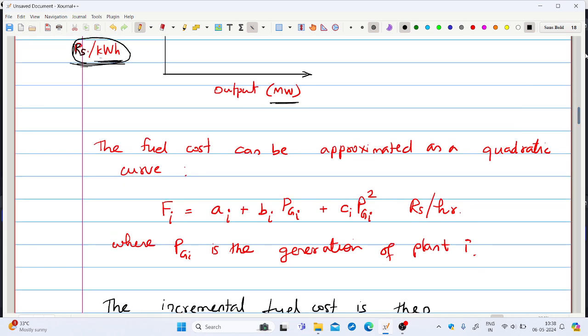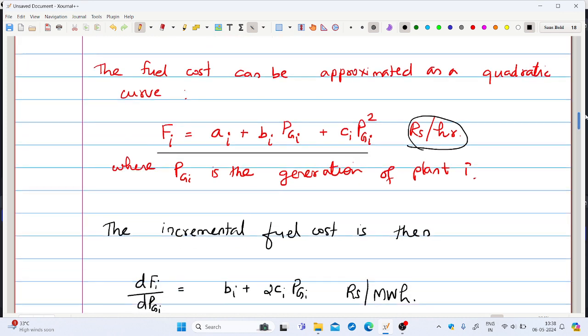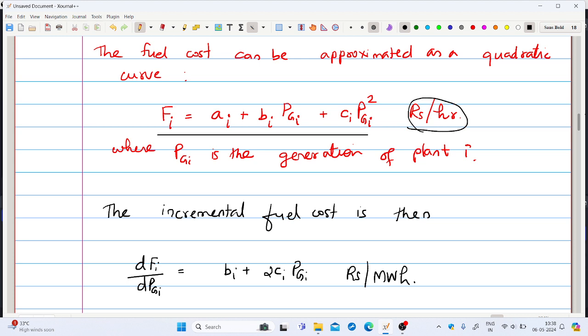Then this fuel cost can be approximated as a quadratic curve given by this. If Fi is the fuel cost of the ith power plant, then it is given by a constant term Ai plus Bi into the power output of the ith plant Pgi plus Ci into the square of the power output of the ith plant, Pgi square. The unit is rupees per hour, fuel cost in rupees per hour. Then the incremental fuel cost is the derivative of this with respect to Pgi. dFi by dPgi is given by Bi plus 2Ci Pgi. This is obtained by differentiating this equation.